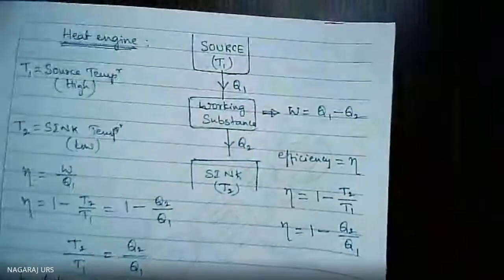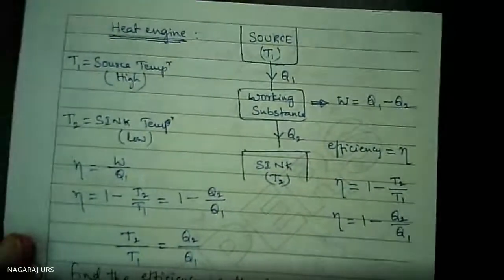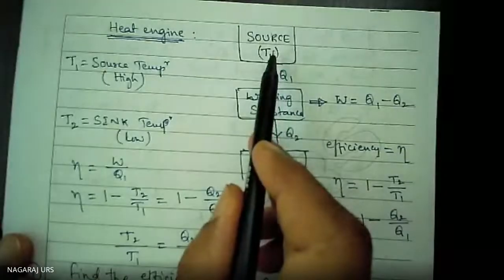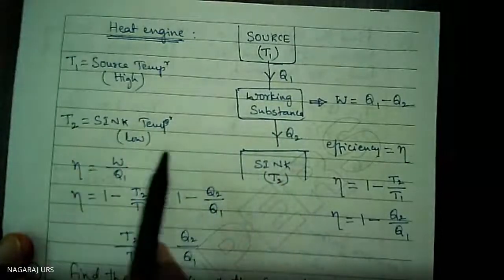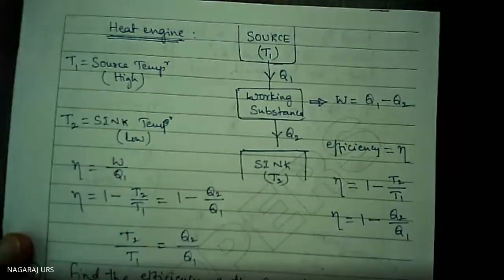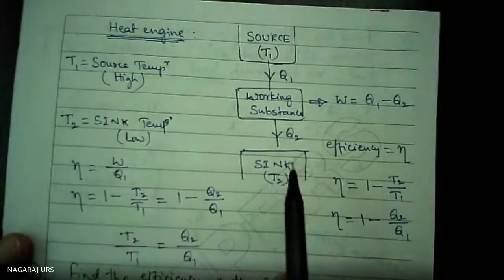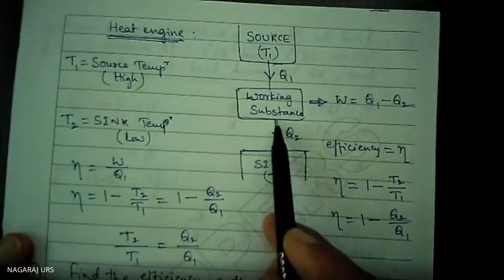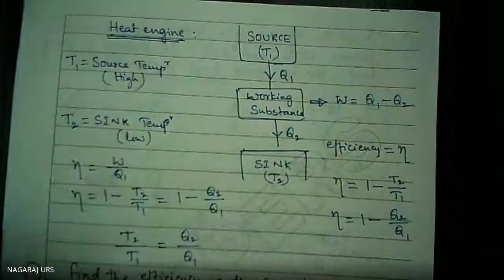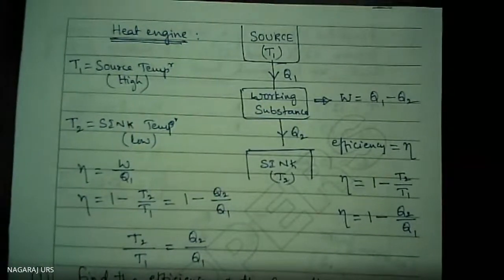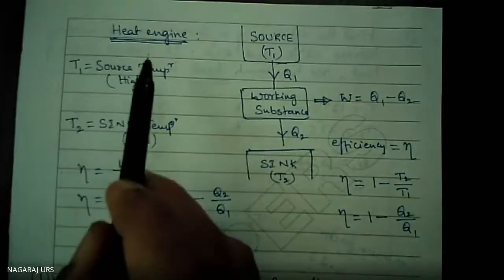Again, go back. See here, high temperature. Understood? That's why I said this is theory. But in a refrigerator, heat will be flowing from here to here like this. This is as it is. Normal heat engines.